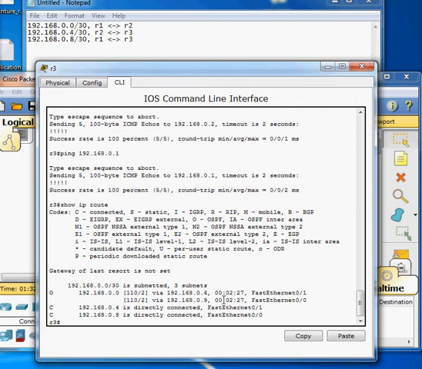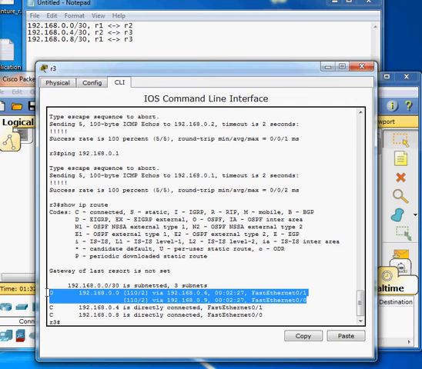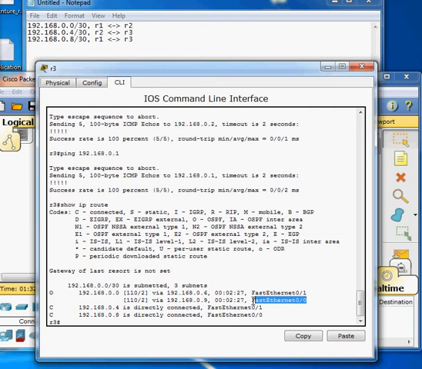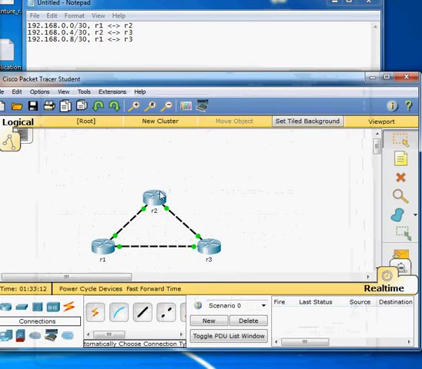So I have two particular routes here. One goes through F0/1, and this one goes through F0/0. So I have two particular routes to this particular network right here, 192.168.0.0. So I'm going to see this on each particular router.